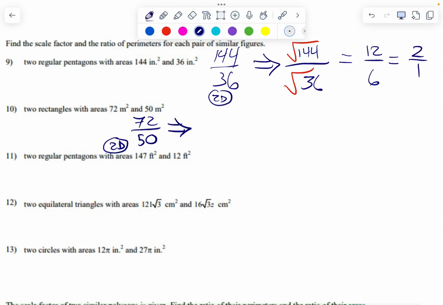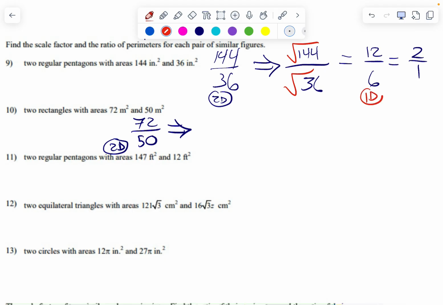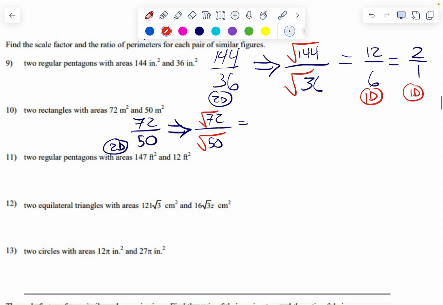Okay, how do we go from 2D to 1D? Square root. Okay, but we don't want to leave it as square root of 72 over square root of 50. That is 1D now, but it's just not very functional. It's not like if I said, what's your scale factor? Well, it's ugly. I don't know. So what do we do?